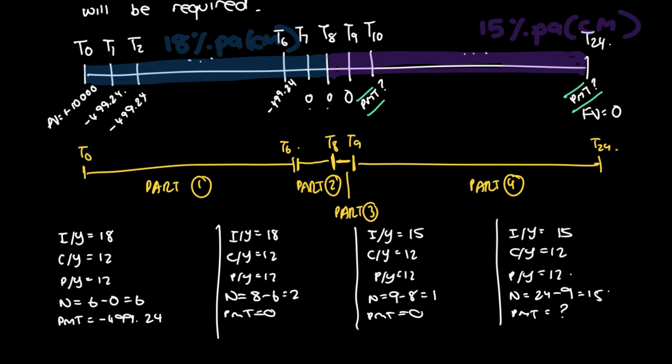Then let's look at our present values. So our present value for part 1 is that 10,000 that we have there. So it's plus 10,000.